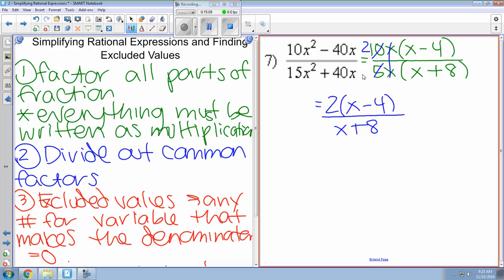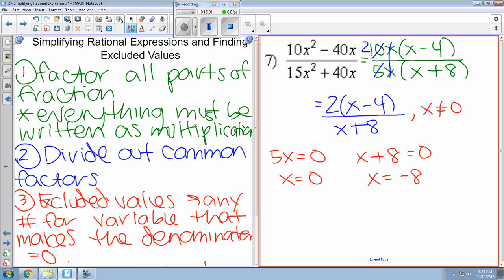Now to find your excluded values, we're going to set each of our factors on bottom equal to 0, just like we did before. I'm just skipping the step where you write the whole thing equals 0 because you know that this was what comes next. This will give you an excluded value of 0, and this one of -8 because that's what would force your denominator to be 0, and that's an issue. So there's the final answer to your problem.